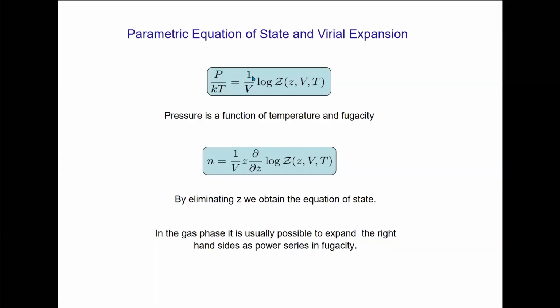So let's look again at these two equations. Pressure over kT is equal to 1 over V log Z. We know that log Z, which is the grand canonical potential, will scale proportionally to the volume of the system. So this is an intensive quantity on the right-hand side, and we can see that it's indeed an intensive quantity.